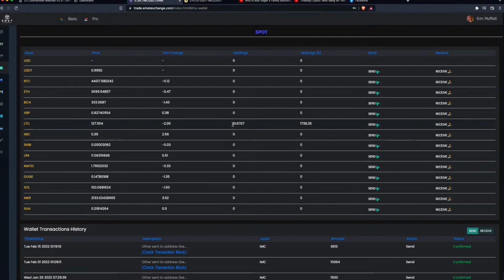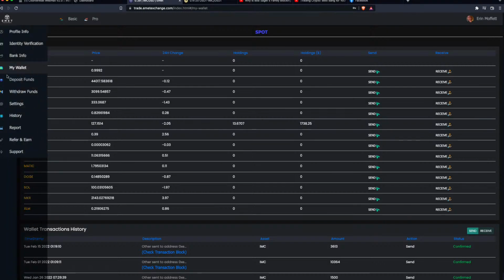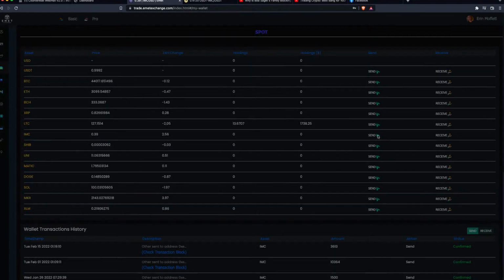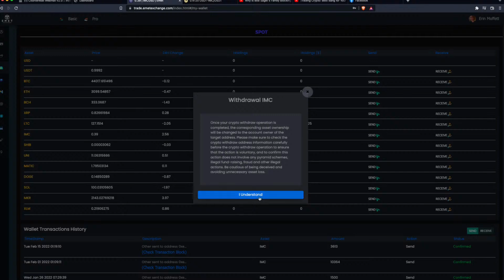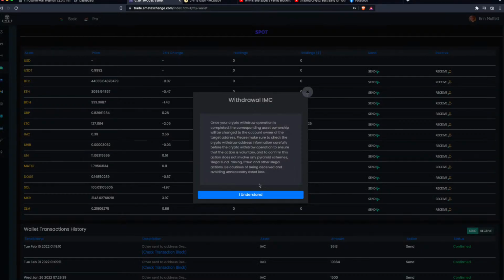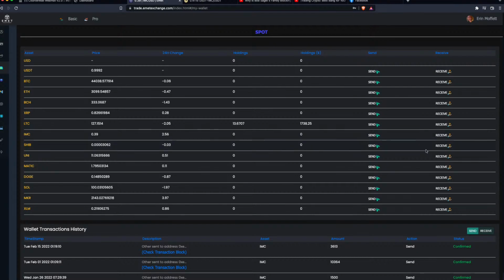I have Litecoin in here. I have 13.6. It's priced at like 126 today. That equals the value of about $1,738. If I want to receive IMC tokens here, I have to click send. And I say I understand, and then I get a QR code with that. I get that long code that you saw over here that I put in to send on the GPoint wallet. So you get that long code right here that's send.